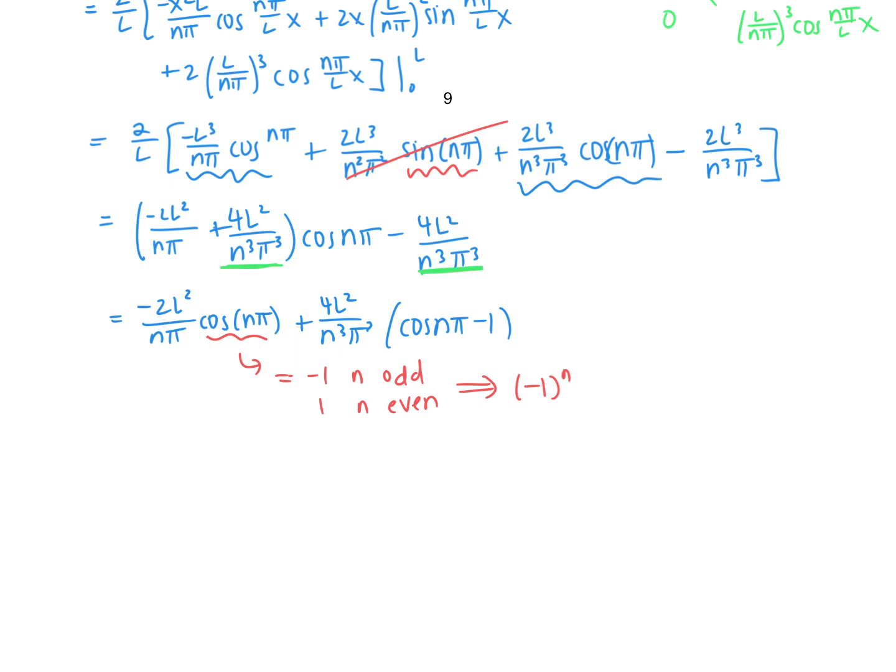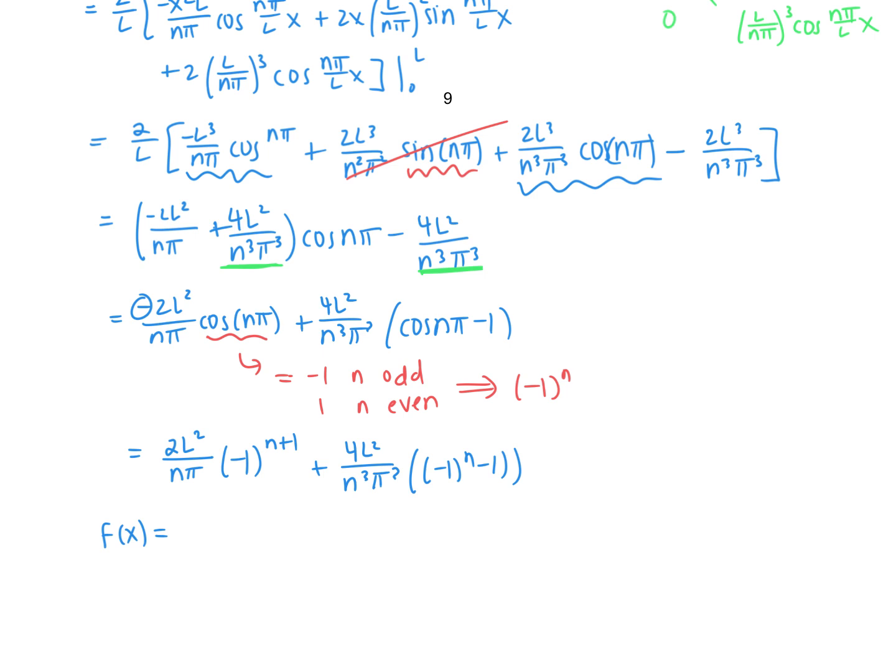Okay, so we're almost there. So what that gets us then, if I take into account this negative, I can write that first term as 2L squared over n pi times negative 1 to the n plus 1. And then I have 4L squared over n cubed pi cubed multiplied by negative 1 to the n subtract 1. Whew. Okay, so finally, after all of that work, we are ready to write our sine series.